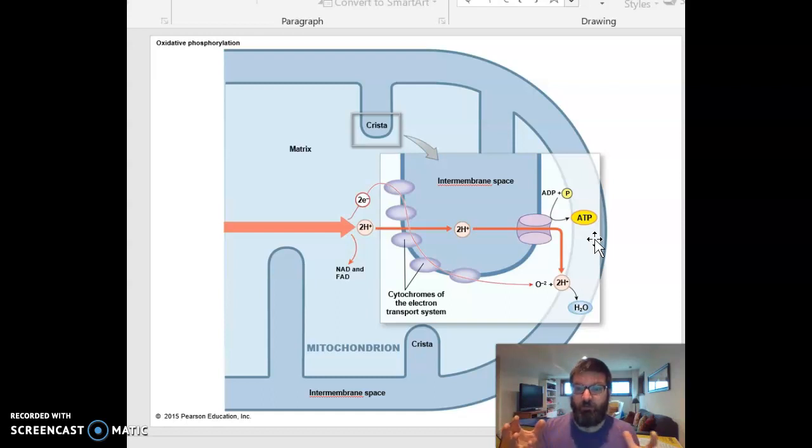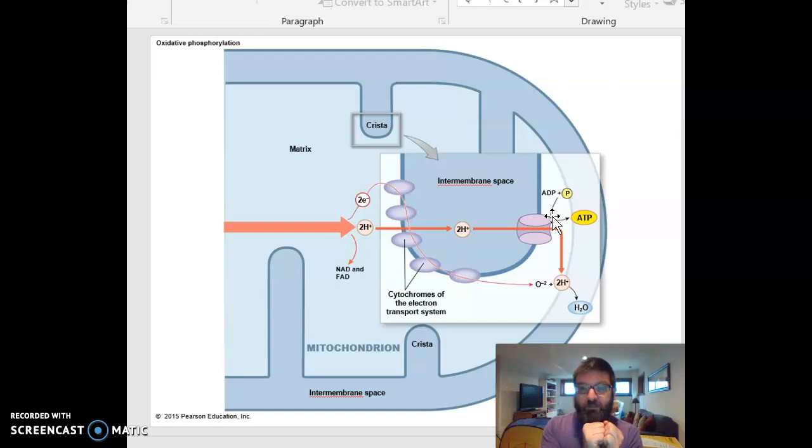Imagine like a hydroelectric dam with a bunch of water on one side, and the water is only able to get through this little hole. And you have a wheel that water turns as it flows through. That's really what's happening here. And as that wheel turns, it takes a phosphate and it crams it onto an adenosine diphosphate. And what do you get when you take an adenosine diphosphate and you cram a third phosphate onto it?